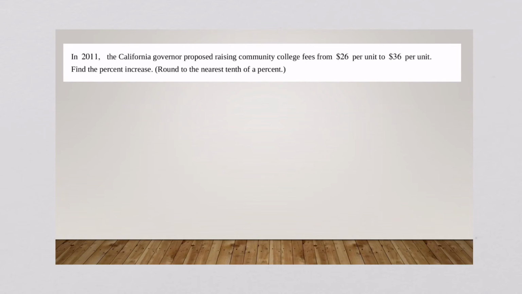Okay, in 2011, the California governor proposed raising community college fees from $26 per unit to $36 per unit. Find the percent increase. Round to the nearest tenth of a percent. So first of all, we need to talk about how much is the actual increase. So 26 is our original, and 36 is our new. So we're going to subtract those two, and so we're talking about a $10 increase.